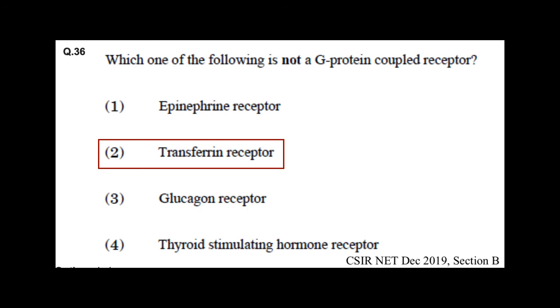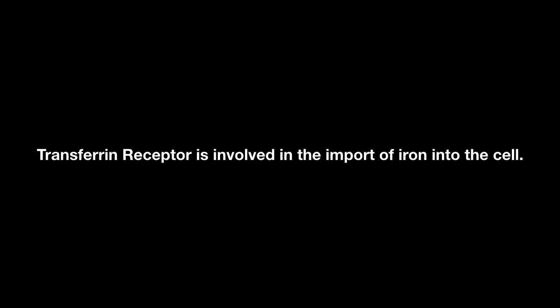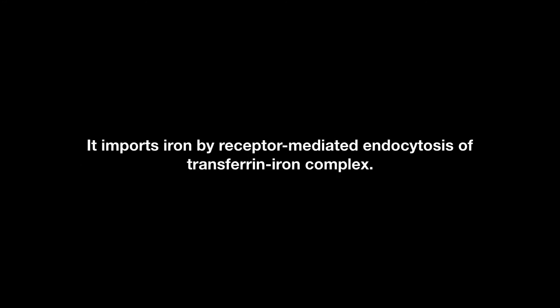Another way to approach this question is that a transferrin receptor is involved in the import of iron into the cell, and the name might suggest transferrin. Ferrin refers to ferrous or iron. The transferrin receptor imports iron by receptor mediated endocytosis of the transferrin iron complex. So this is another way to approach the question, if this information is known.